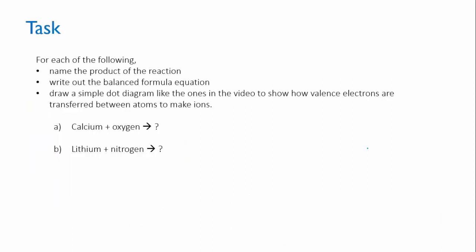In this task, I'd like you to have a look at these 2 reactions and I want you to figure out what salt would be produced when these two elements react. So name the product of the reaction, then write out the balanced formula equation for that reaction. And then finally, like we did earlier in the video, draw some simple dot diagrams that show how the valence electrons are transferred between one reactant and the other to make the ions of the final product.